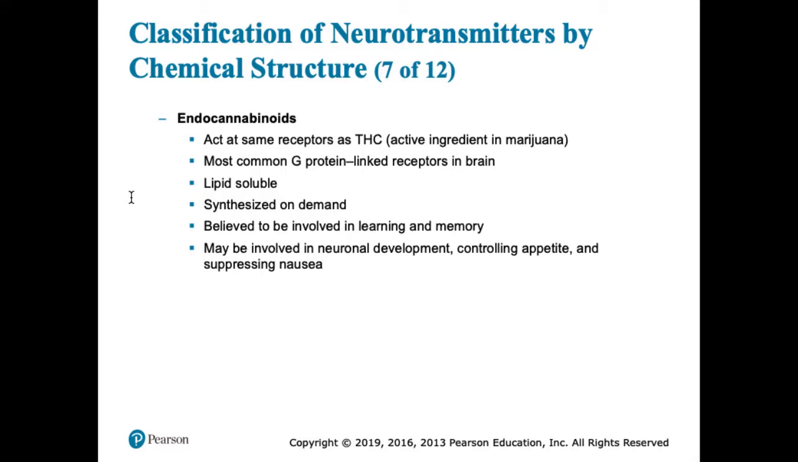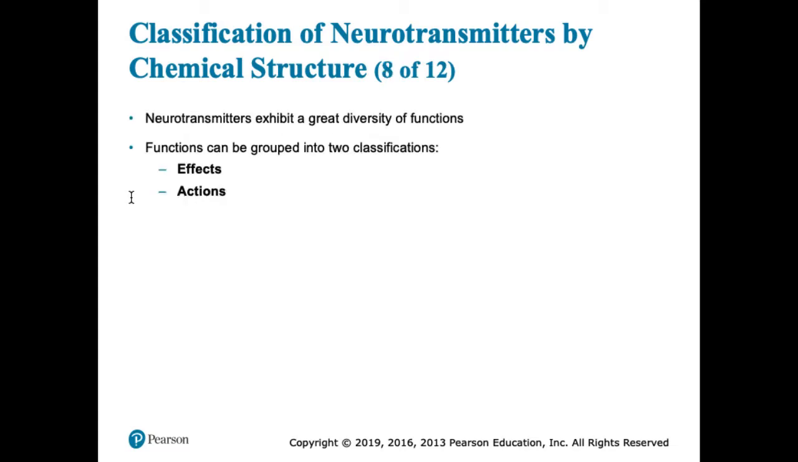The endocannabinoids act at the same receptors as THC, which is the active ingredient in marijuana. And it's the most common G protein linked receptor in the brain. It is lipid soluble, and it is synthesized on demand. It is believed to be involved in learning and memory, and may be involved in neuronal development, controlling appetite, and suppressing nausea.